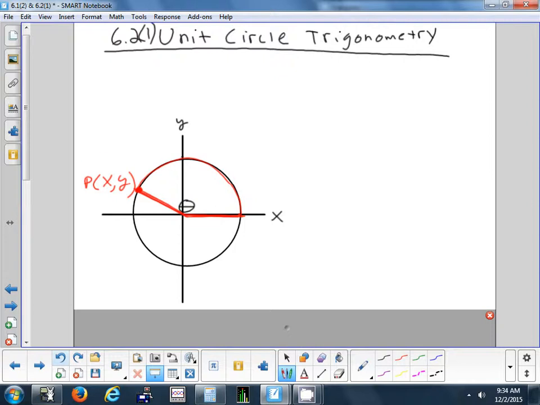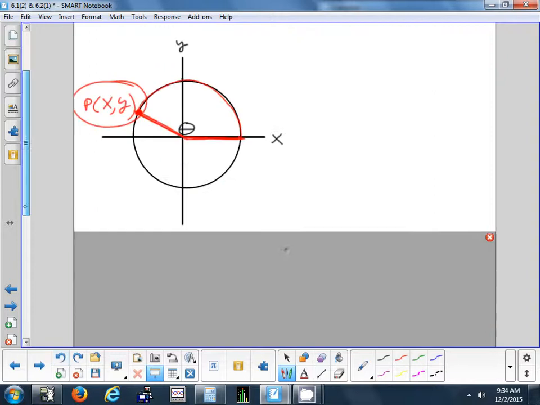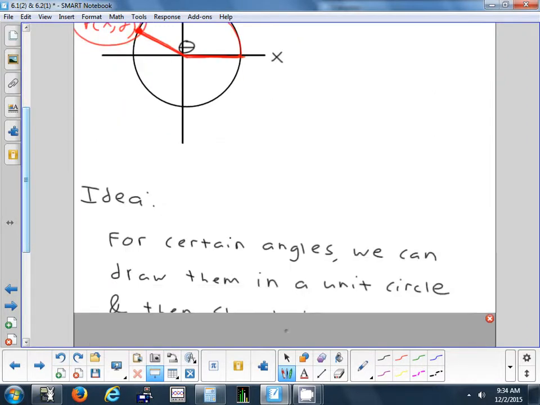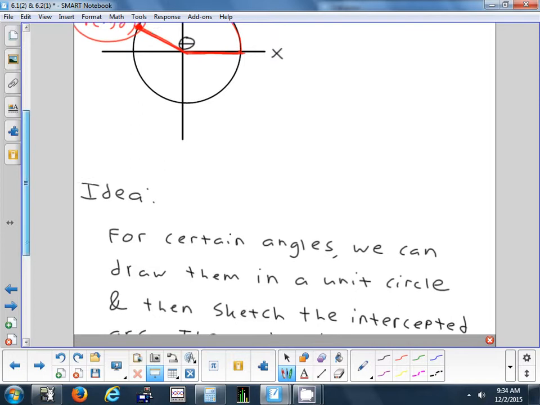Well, this somewhere is very important. If we can find the coordinates for where this point is, then we can do everything we need to do with unit circle trig. So the whole goal of this is to be able to find the coordinates for where the terminal side hits the circle. That's it. That's unit circle trig. And that's basically what I've written out right here.